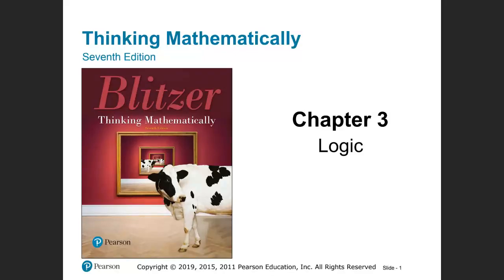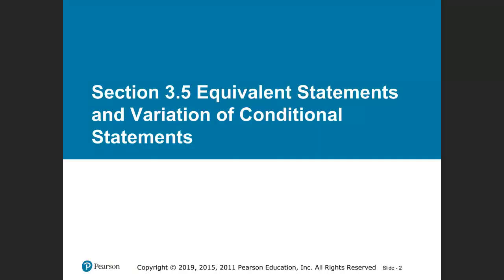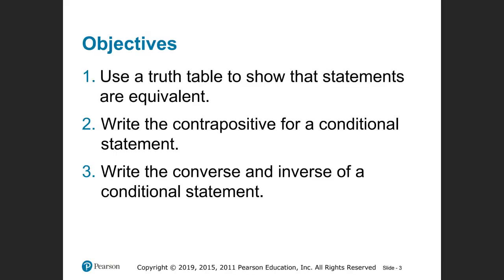We are continuing with Chapter 3 Logic. This is Section 3.5, Equivalent Statements and Variation of Conditional Statements. Objectives are: use a truth table to show the statements are equivalent, write the contrapositive for a conditional statement, and write the converse and inverse of a conditional statement.